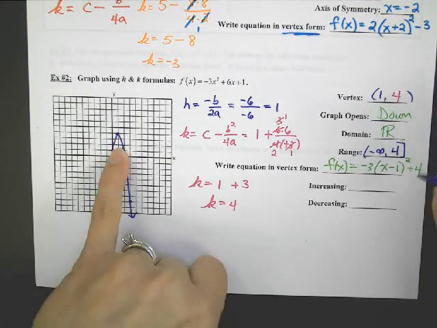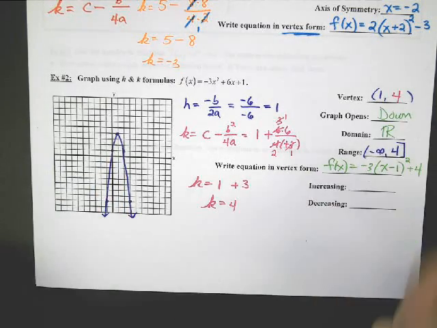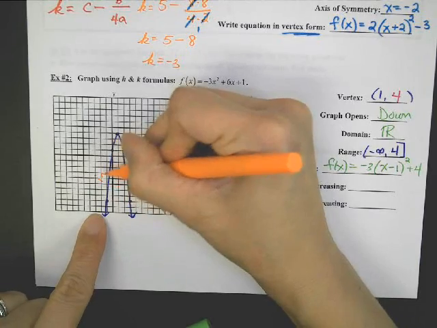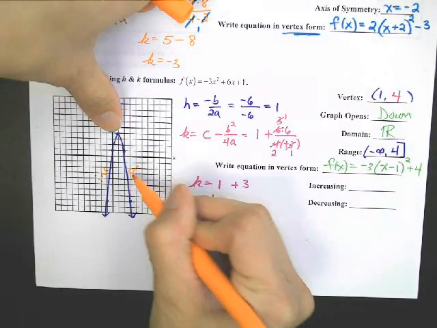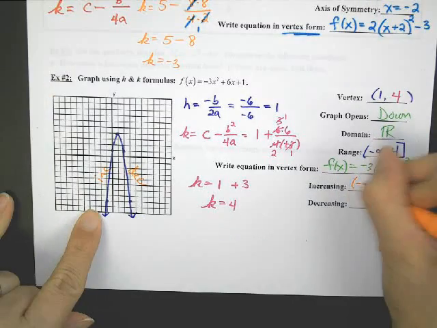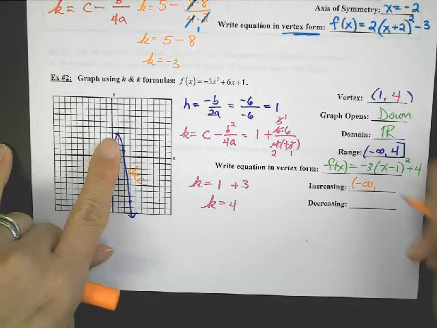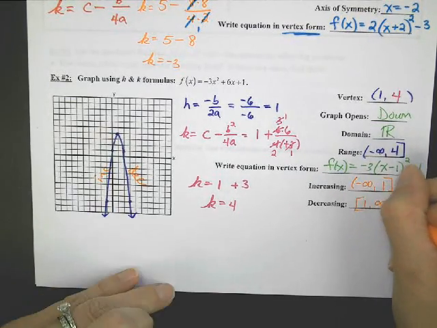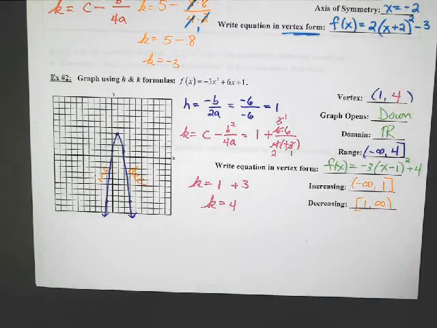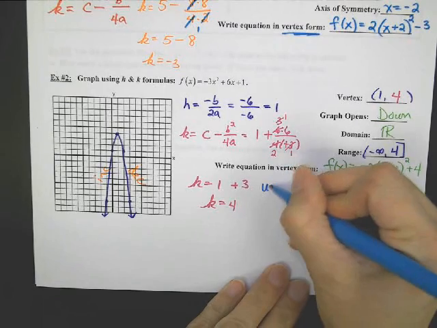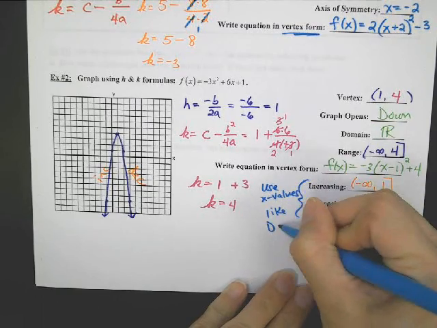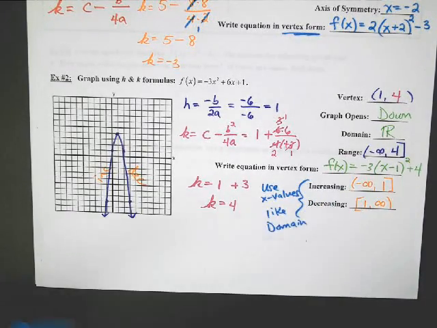Is it always going to go all the way up to the vertex, or if it's opening up, start at the vertex? Yes. So that k number right there is going to come in handy for range. And where is this graph increasing? This graph is going up, up, up, up, up, hitting the maximum, and then it's decreasing down, down, down. So it's increasing from negative infinity all the way up to 1. I use a bracket. And then it decreases from brackets 1 to infinity. Okay, and remember, for both of these, use x values like domain. You're stating the domain, but only a part of the domain.